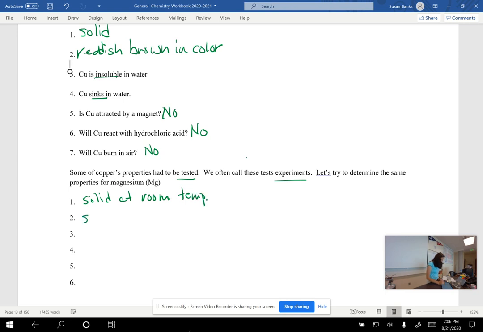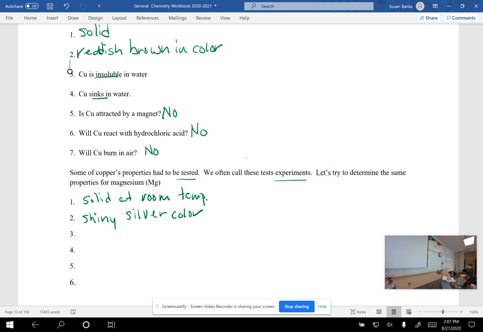And it's a shiny silver color. Okay. Can I mix it with water? That is a good question. All right, so I'm going to empty one of these really quick.